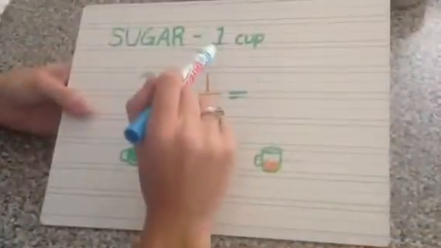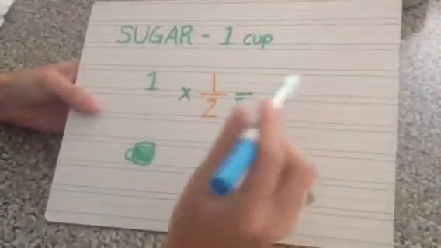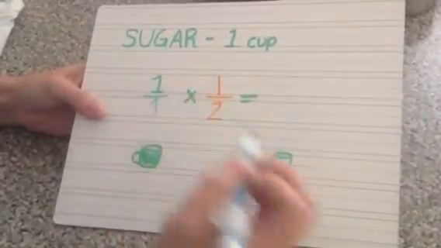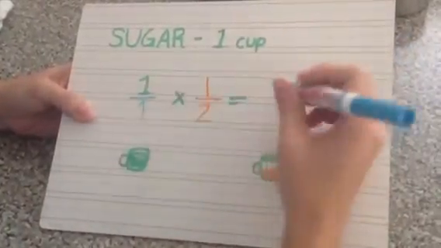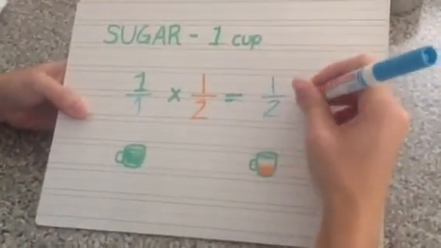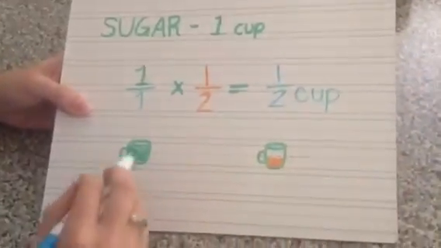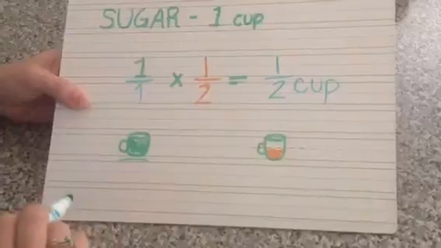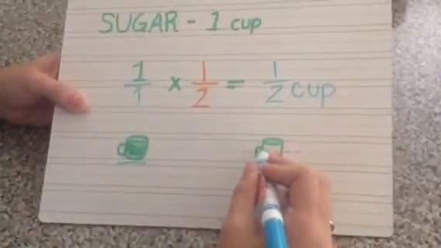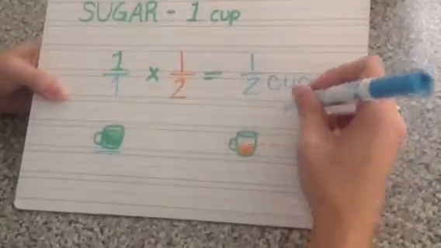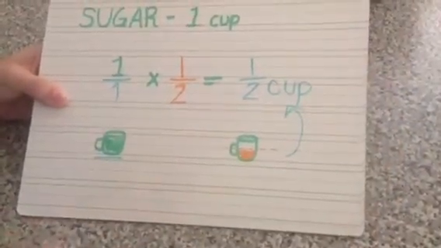Sugar originally called for 1 cup for this recipe, but since we're cutting it in half, we'll do 1 over 1, like we did earlier, and then we multiply it out. 1 times 1 is 1, 1 times 2 is 2. So now we just need 1/2 cup. If you look at the picture, we start off with 1 cup full of sugar. If you draw out half of it, we see that we only have 1/2 cup. So like before, we only need 1/2 cup for our recipe now.